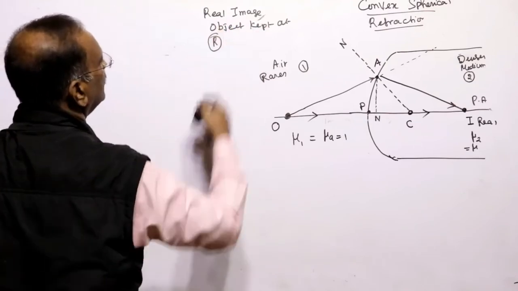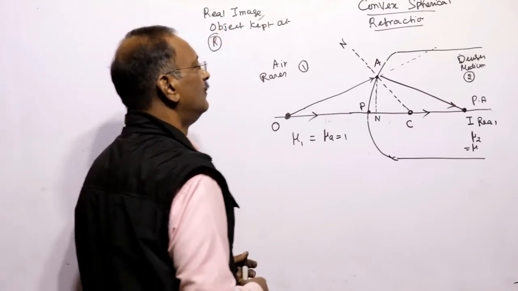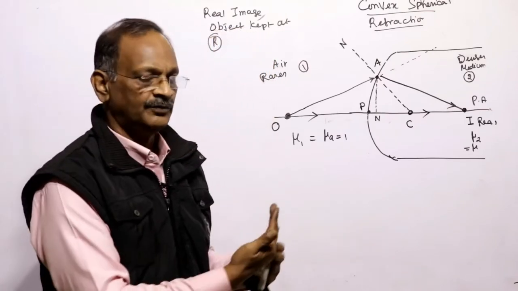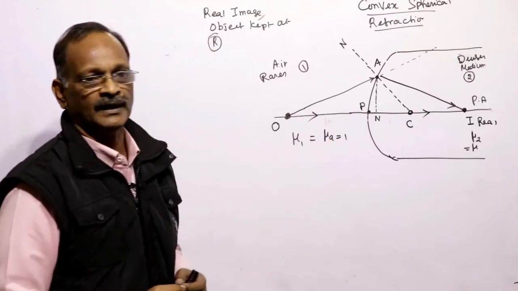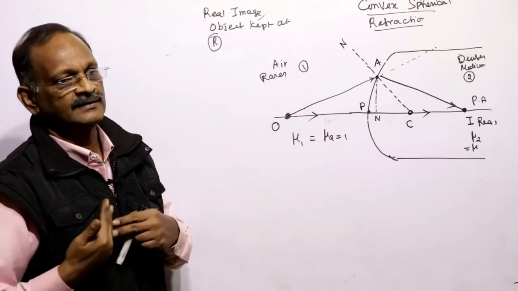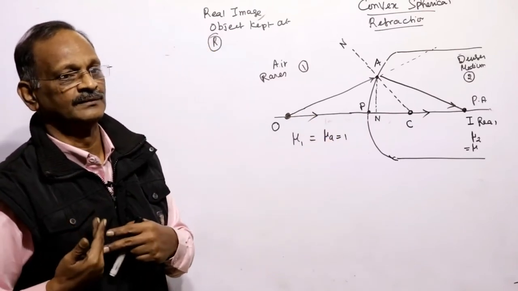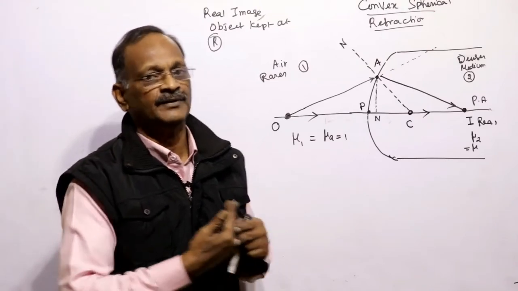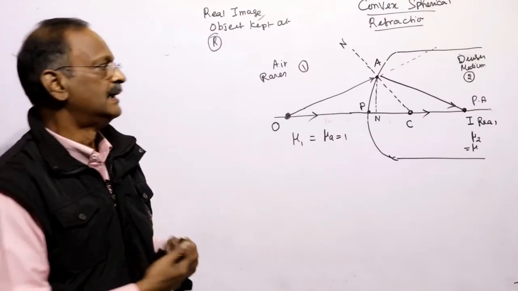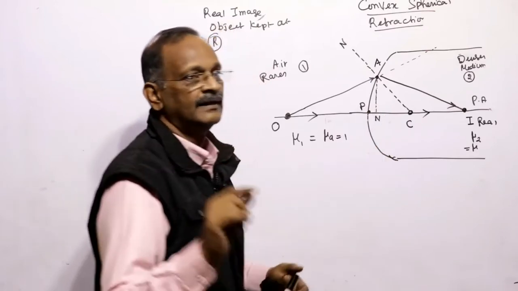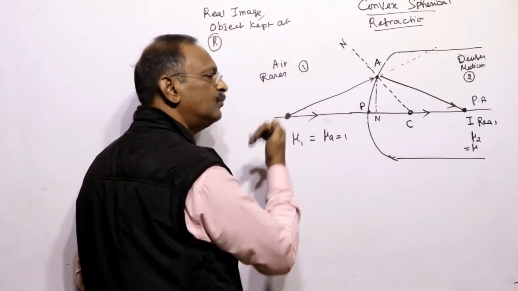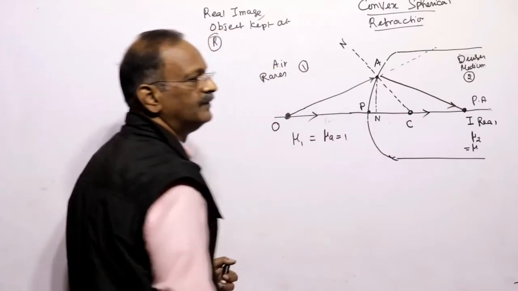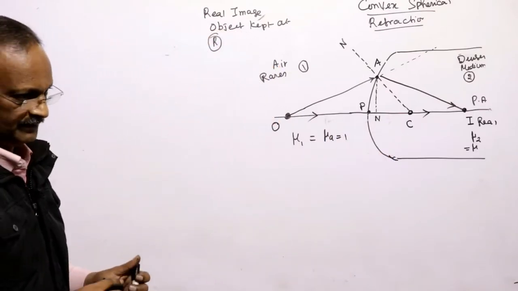Now we are drawing for a real image. How will the real image form? If you keep the point object on the principal axis at a certain finite distance away from the focus, remember, for the convex mirror, a real image is formed. When the object is kept closer, that is between the focus and the pole, a virtual image will be formed.